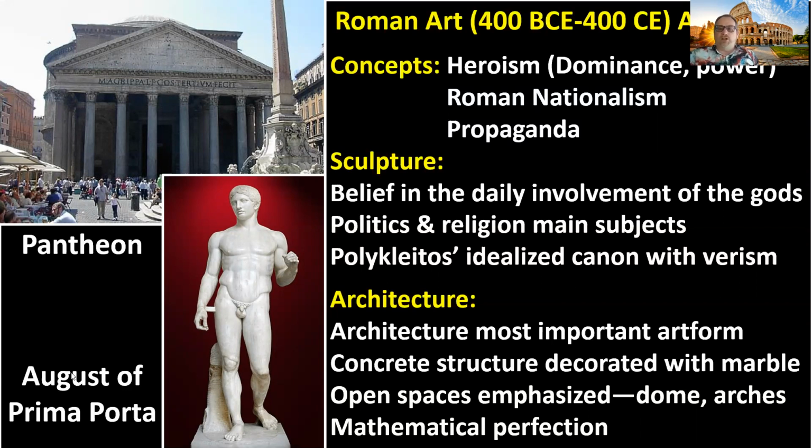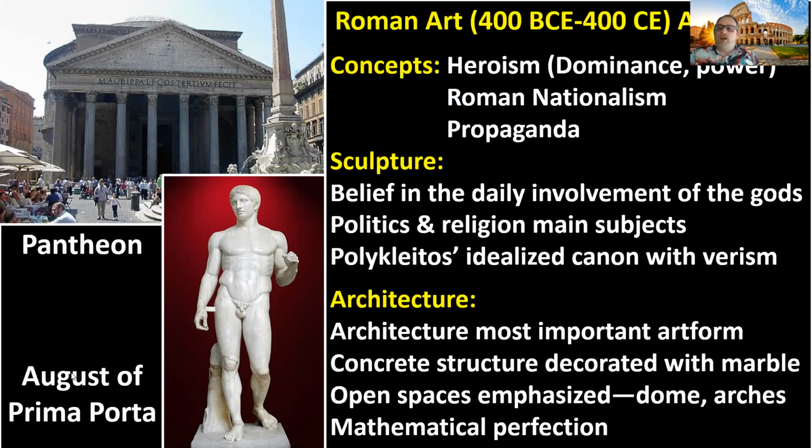In sculpture, we're going to see belief in the daily involvement of the gods. Politics and religion are the main subjects. Remember, that's the same thing as Mesopotamia. Polyclitus' idealized canon. The only difference is they're going to have realistic facial portraits, but that 1/7 head size, the contrapposto pose, the calm, the up on a pedestal.